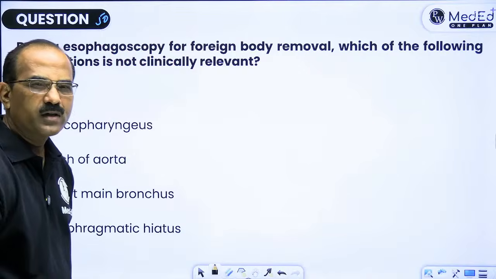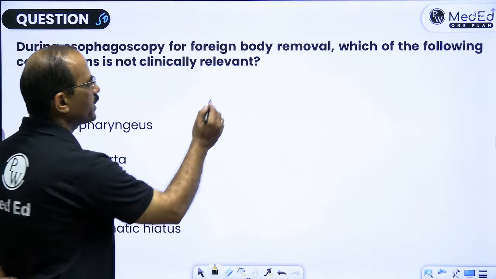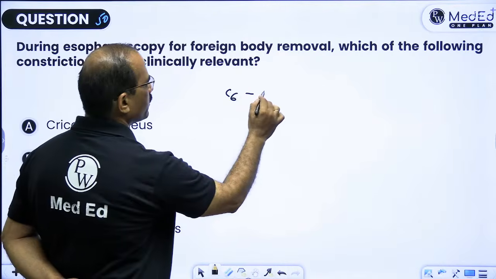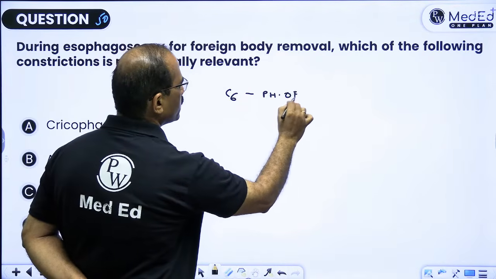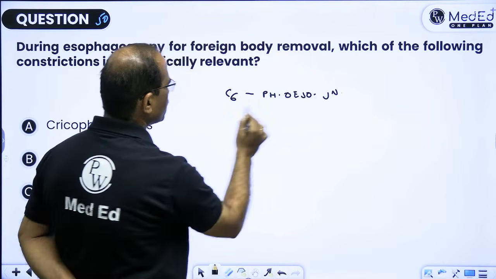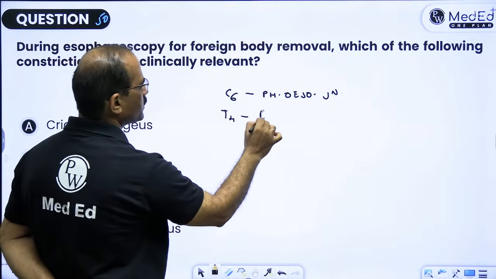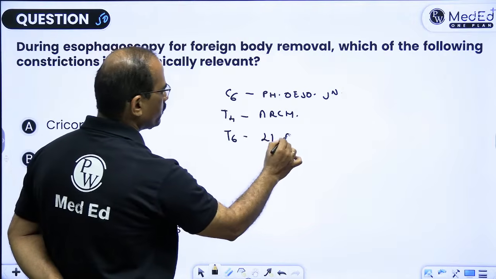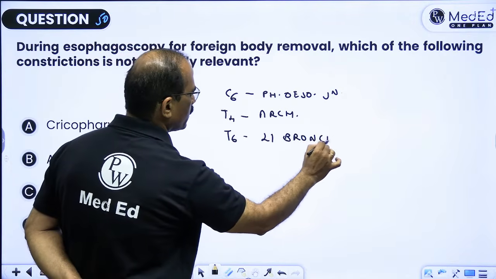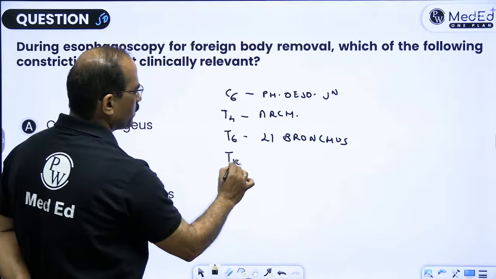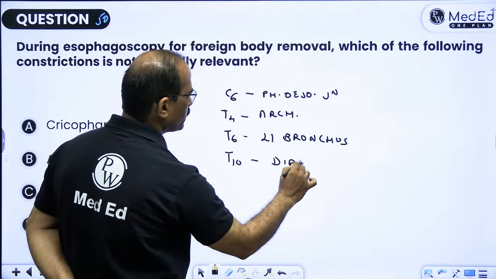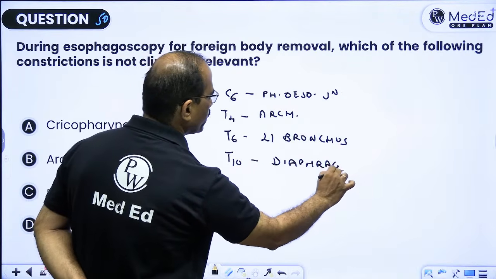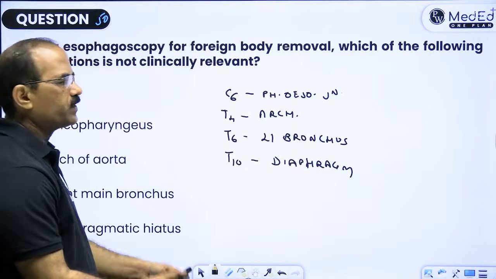So, what are the constrictions of esophagus? At C6, what is that? Pharyngoesophageal junction. T4 is arch of the aorta. T6 is the left bronchus. And T10 is diaphragm. Entry into the diaphragm. So these are the constrictions of esophagus.